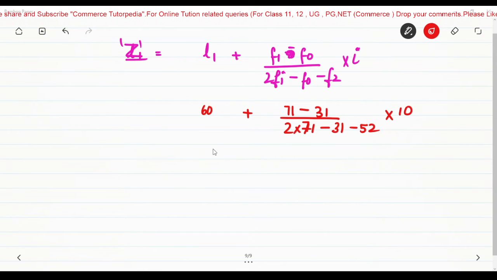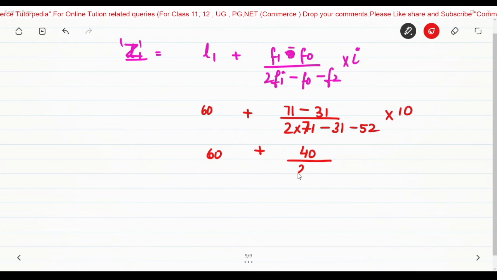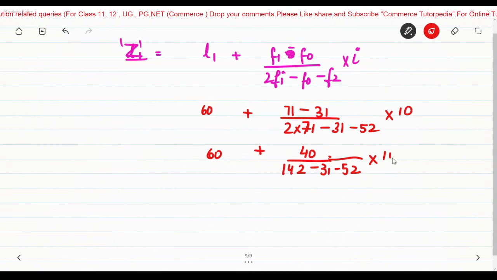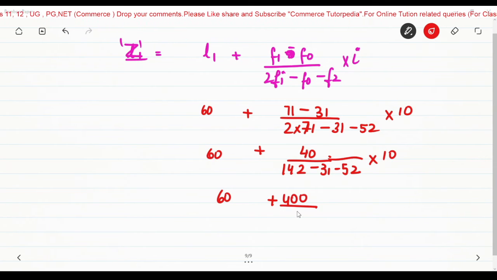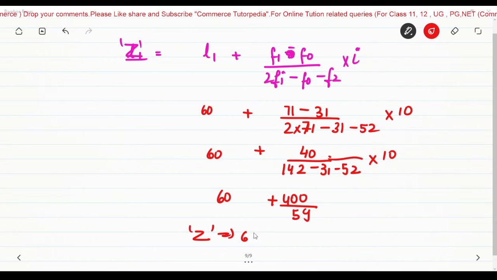Now let us solve this question. 60 plus 40 upon 142 minus 31 minus 52, into 10. When we solve this part, we get 400 upon 59. So our mode, or Z, will be 66.78 approximately.